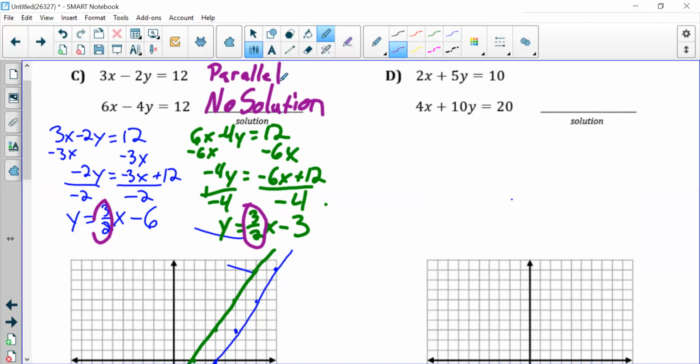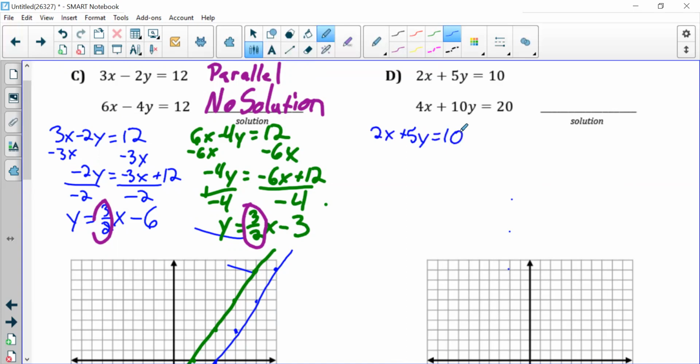All right, so let's go to example D, and I'm going to show you the other option we have when we're talking about graphing from standard form. So the first option was convert it to slope-intercept form. The other option when we're starting with standard form is to find the x and y intercepts and then graph it. All right, so number one, we have 2x plus 5y equals 10.